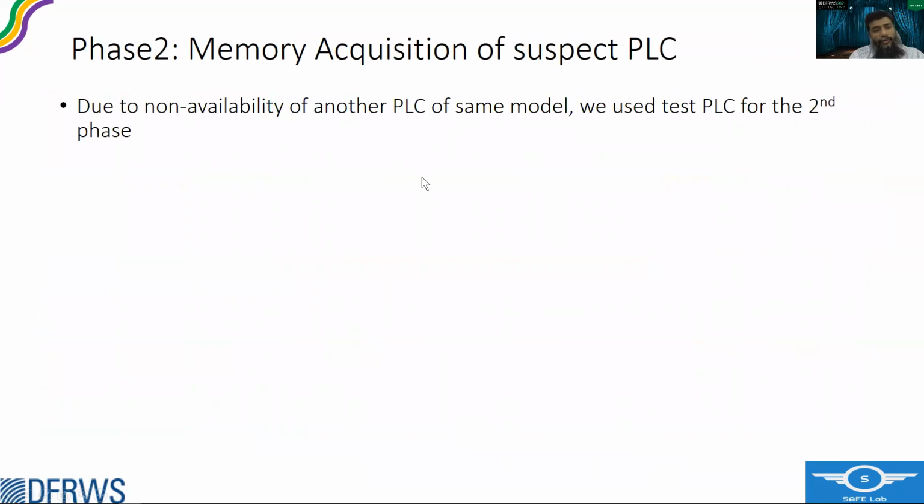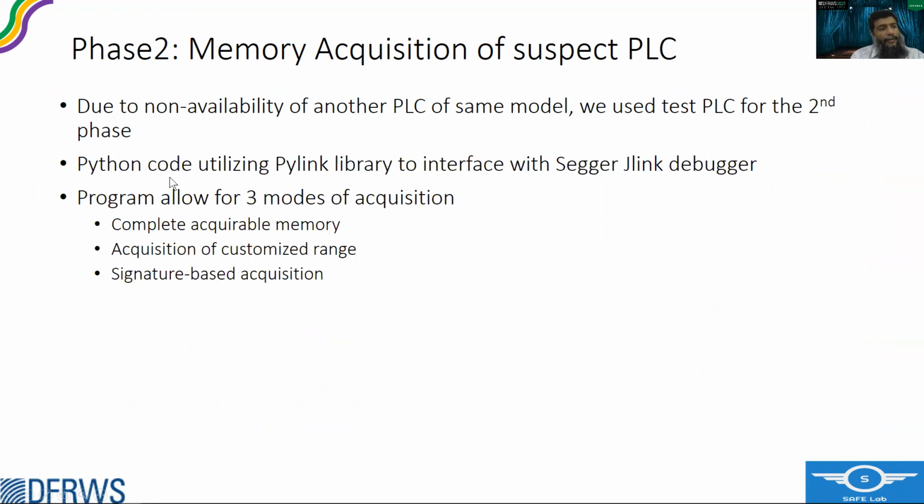So phase 2 was the memory acquisition of the suspect PLC. So we did not have another PLC of the same model, so we used the same test PLC for the next phase. We wrote a small program using a PyLink library that was available for the Segger J-Link debugger. And our program can operate in 3 modes. It can acquire all the complete acquirable memory, or we can provide a customized range to extract that particular memory region. And we can also do signature-based acquisition, like if we have some markers available for the start and end of a particular zone, we can acquire that particular memory as well.